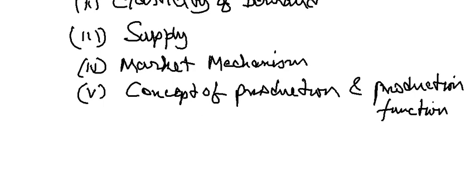Part number 6 which you study here in the syllabus is cost and revenue. Okay, cost and revenue.